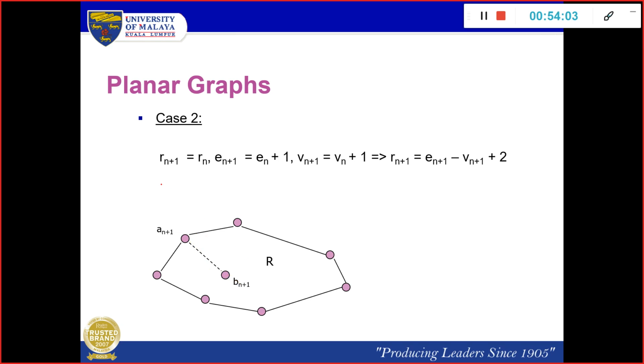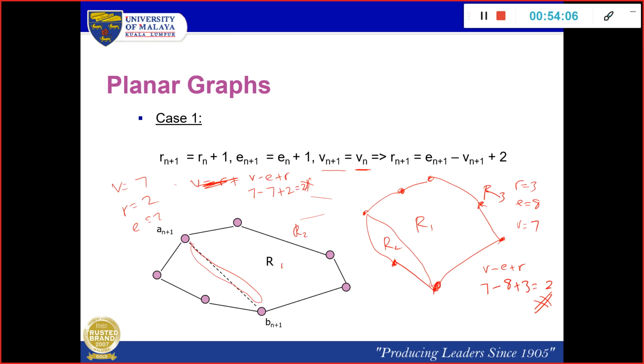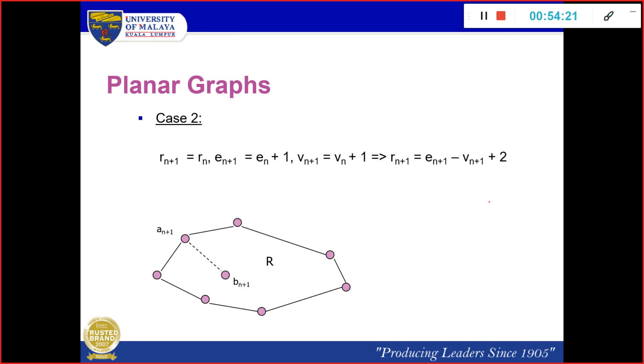So you have here Rn regions. Different from this, you add one edge here, you add another region, because before this there were region 1 and region 2, but when you add the edge, you have region 1, region 2 and region 3. When you add a vertex here, it can be either here or here, the region will still be the same, because this is the same region. This is region 1 and this is region 2. So R is still equal to 2. So Rn plus 1 is equal to Rn, the same.